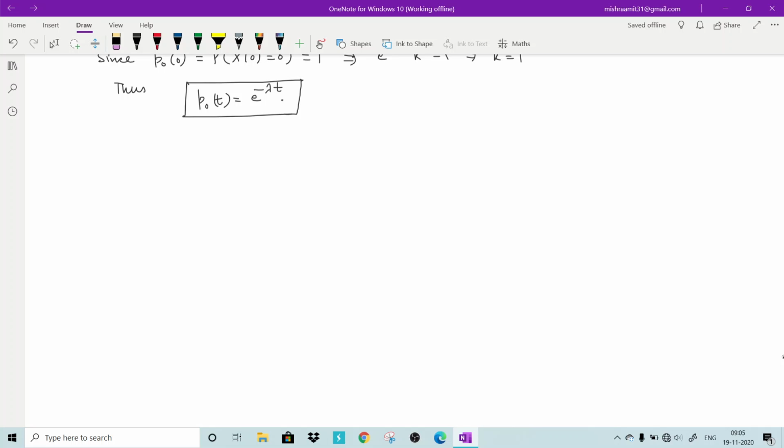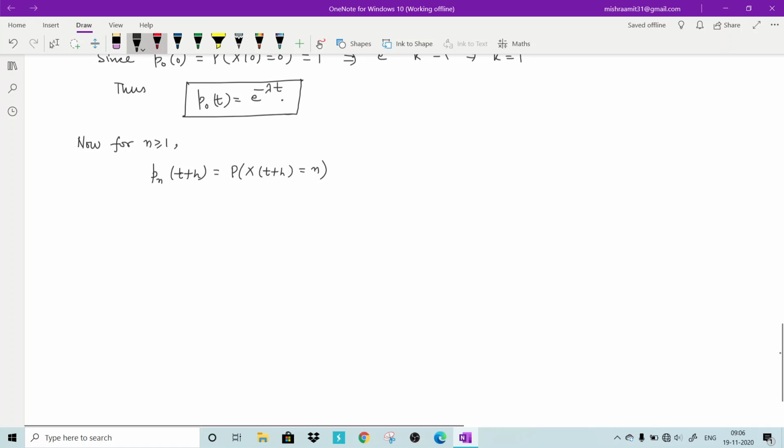So for n greater than or equal to 1, what will we have? p_n(t plus h) means the probability that at time t plus h there are n individuals, or the process is in state n. Our requirement is that at t plus h there are n items. So at time t, we will fix what happens at time t. This length of the interval is t and this length is h.